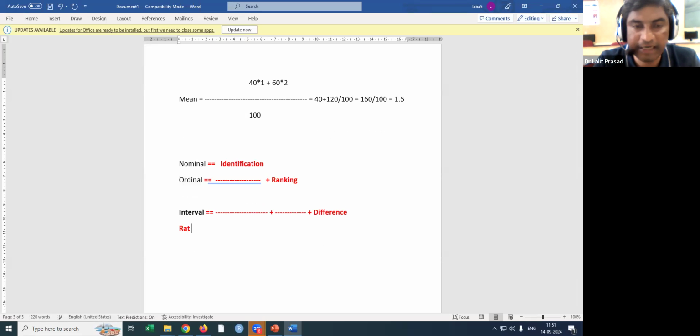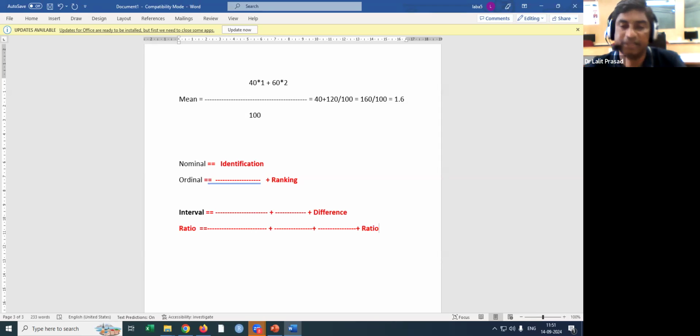Continuous means what? In layman language, whatever data you find or the analysis you do, the value will come in decimal also. So here you can find out the ratio. Ratio also. So first we'll discuss the interval scale, and then we'll come to the ratio scale.